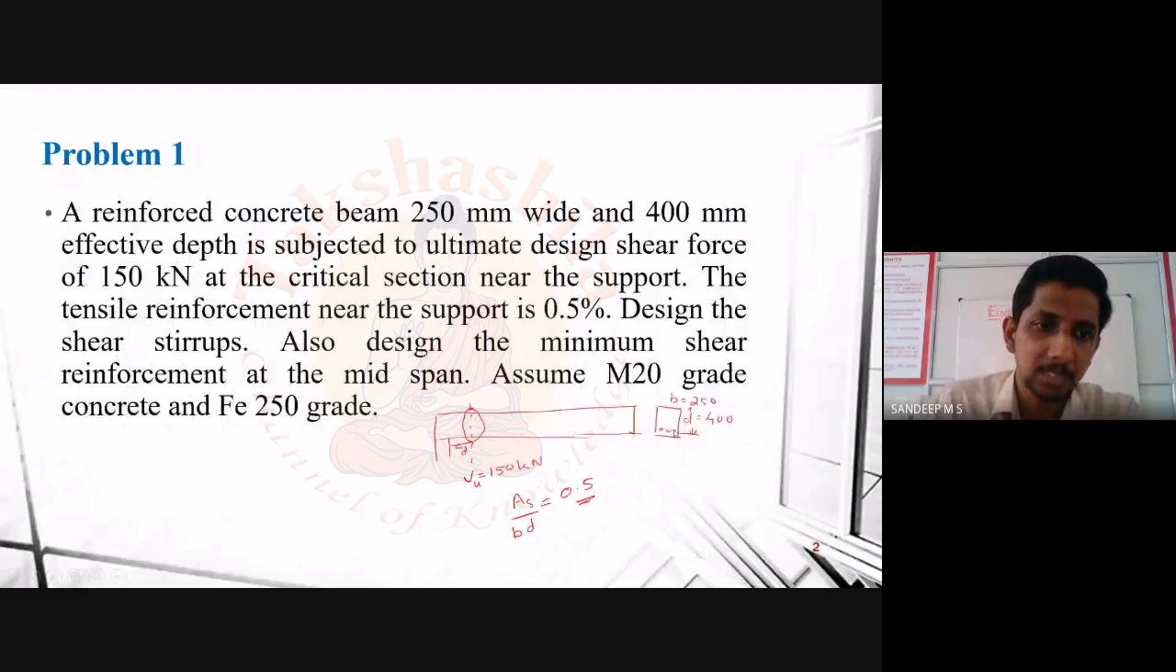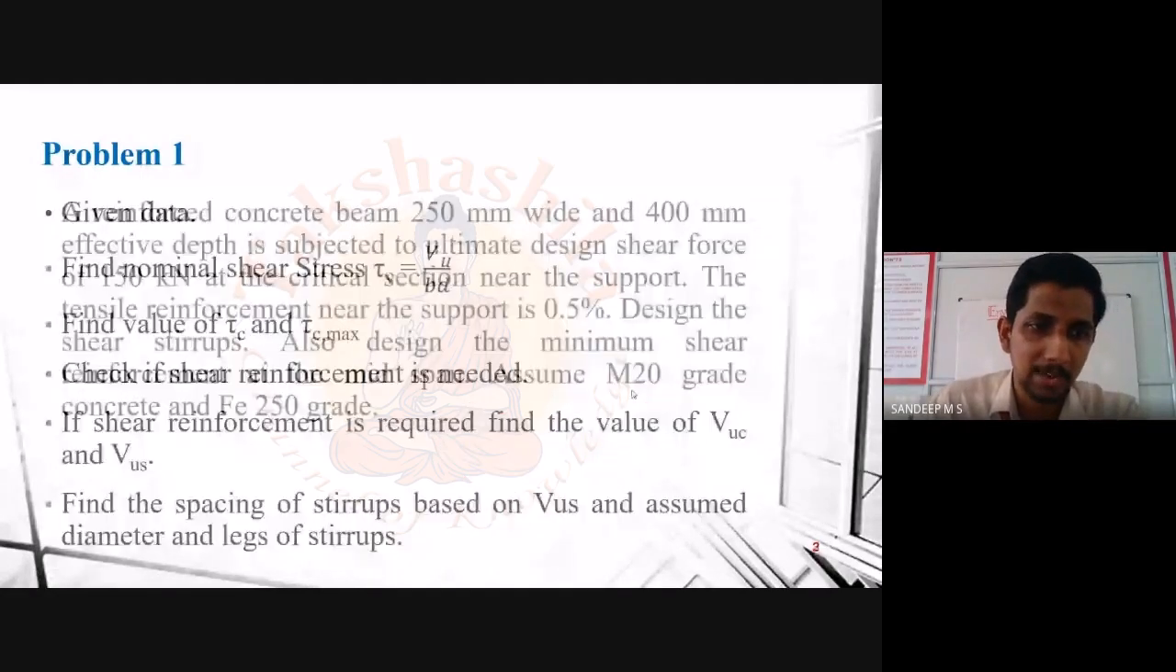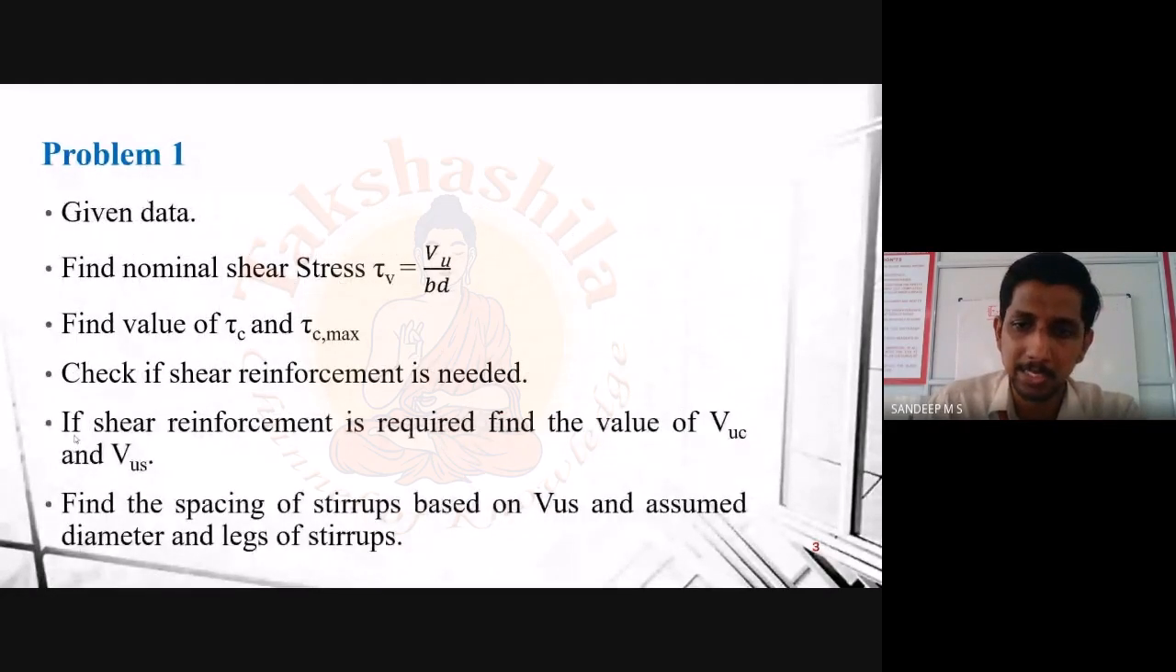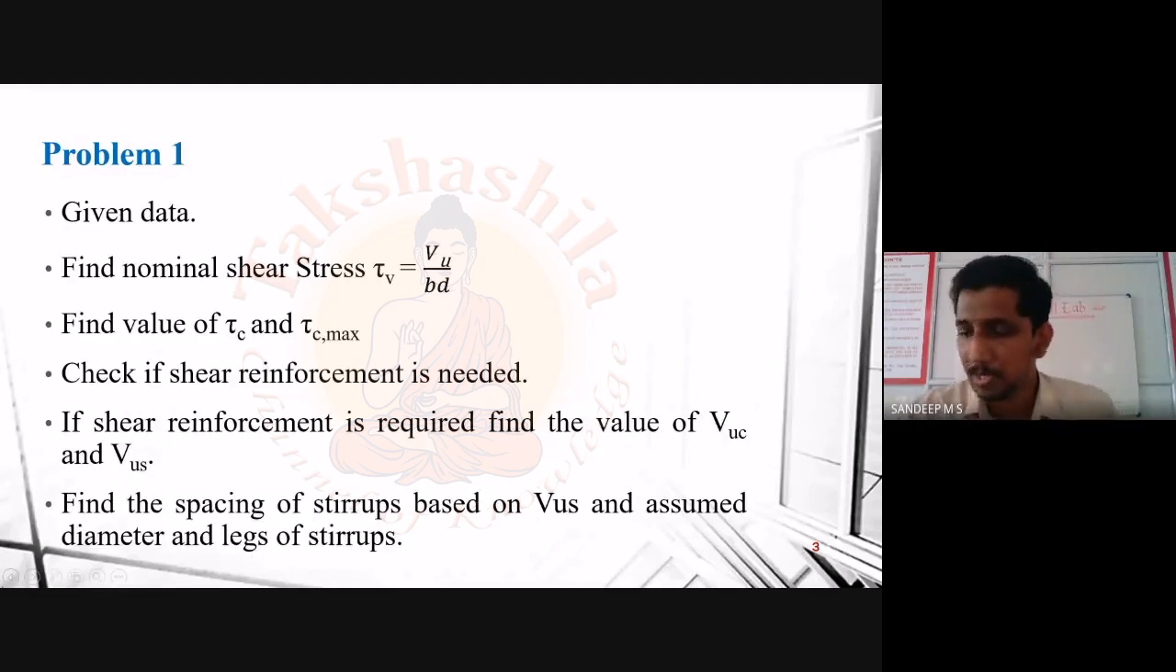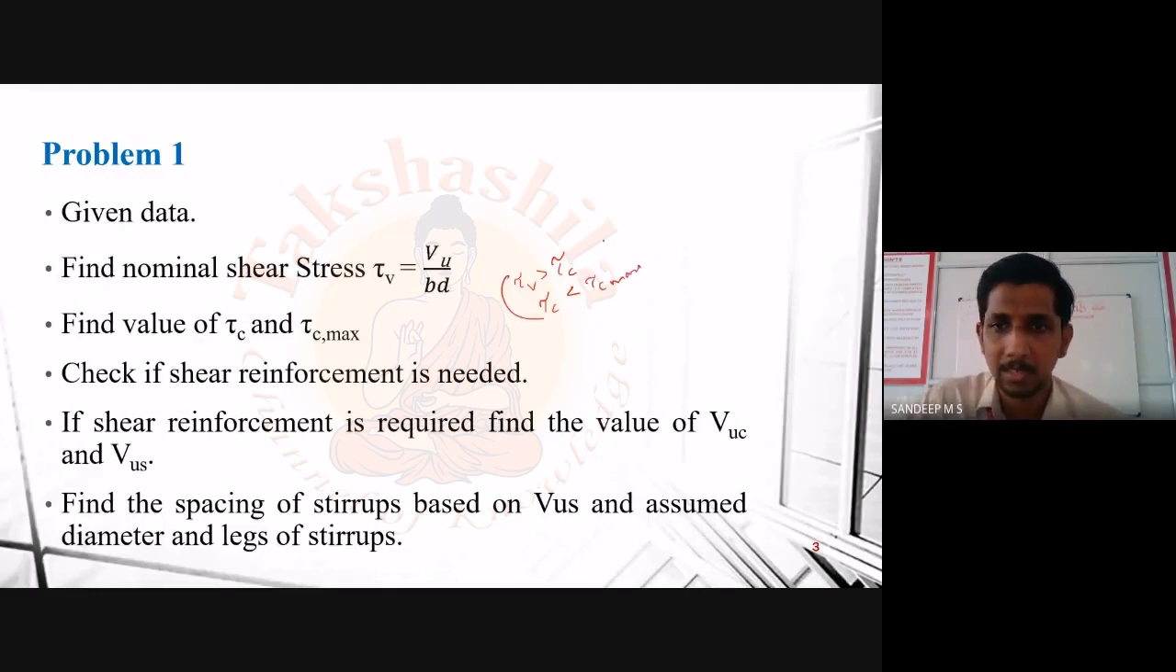Once you have that, what do you have to do? If shear reinforcement is required, find the value of VUC. How do we know whether we require shear reinforcement or not? When we calculate tau V, tau C, and tau C max, the condition is: tau V is greater than tau C, and tau V is less than tau C max. If this is the case, we have to provide shear reinforcement.